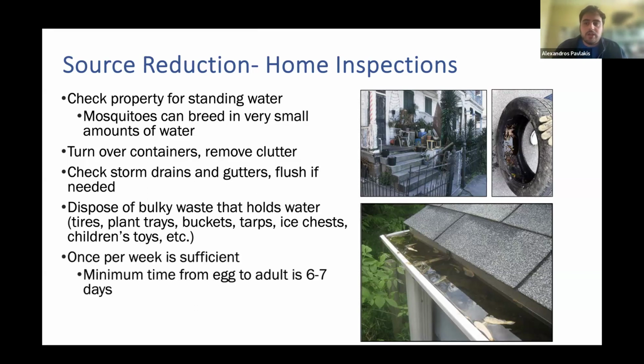And we tell our citizens once a week is sufficient. So the minimum time for an egg to go to an adult is going to be around 6 to 7 days in this peak, amazing environmental condition for these mosquitoes. So when they're taking out their garbage once a week or checking their mail, just doing that once a week is going to be perfectly fine to help them reduce the number of mosquitoes that they're seeing.